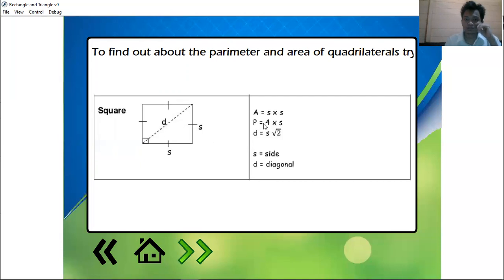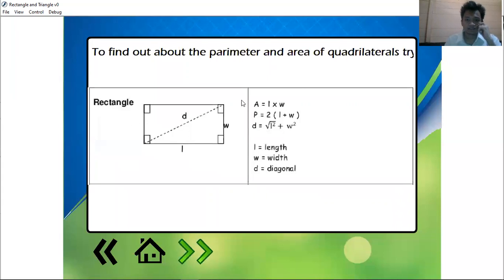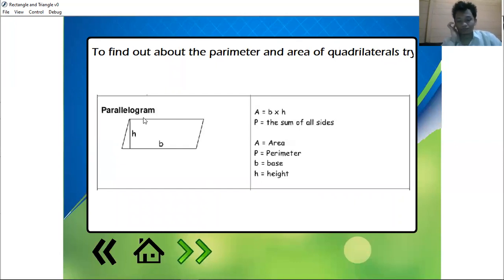Square: area is equal to side times side. Perimeter is equal to 4 times side. Rectangle: area is equal to length times width. Perimeter is equal to 2 times length plus width. Next, parallelogram: area is equal to base times height. Perimeter is the sum of all sides.